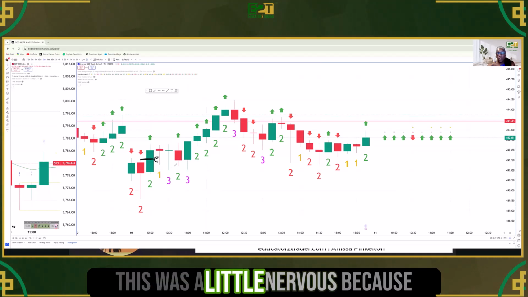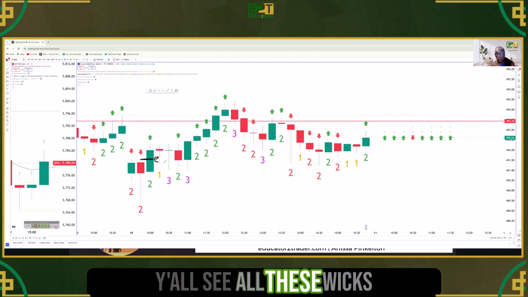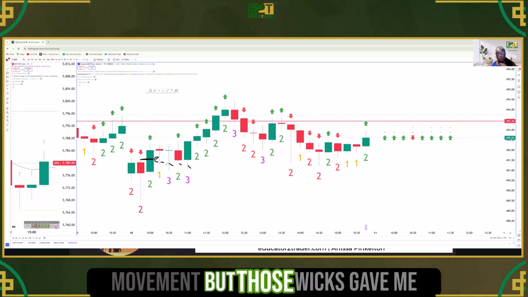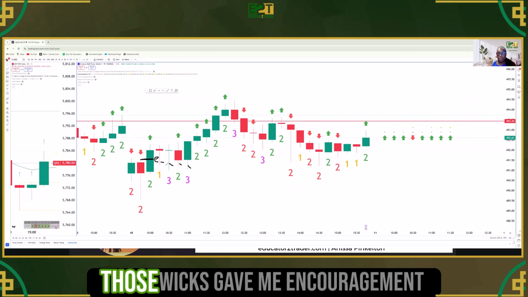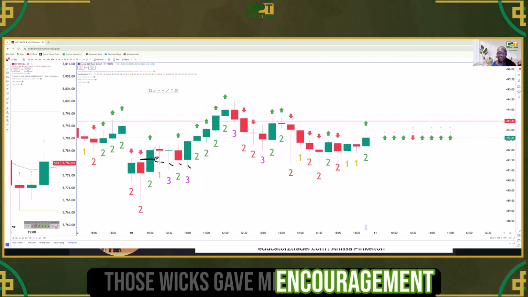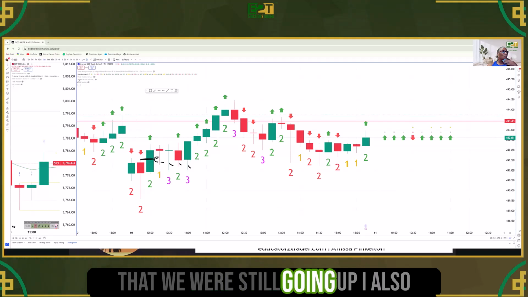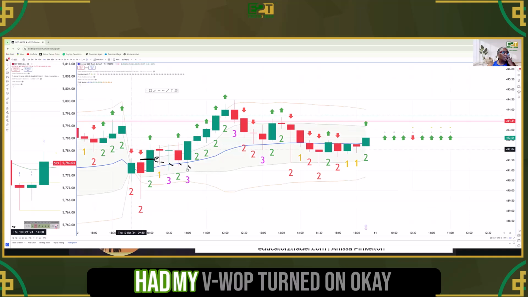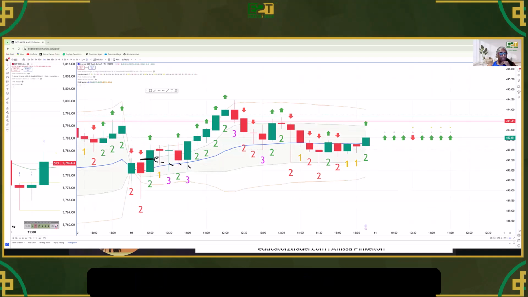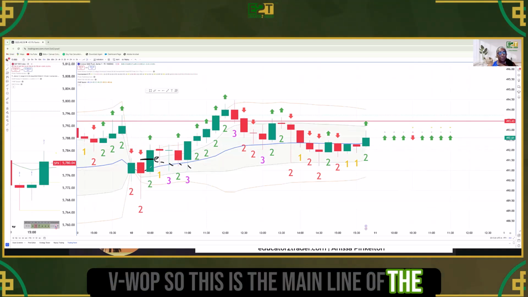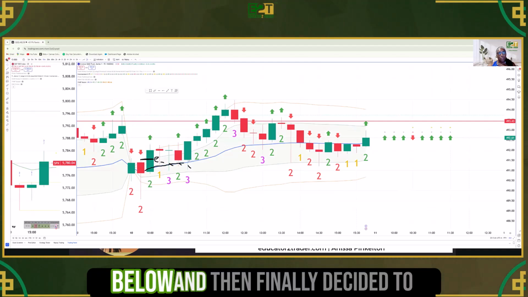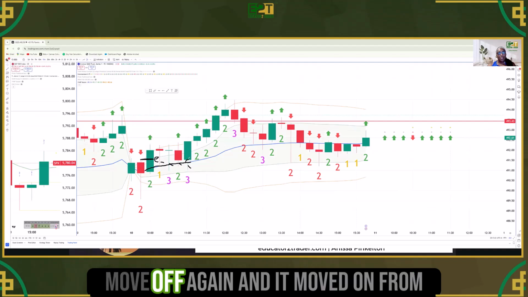Now this was a little nervous because y'all see all these wicks. It did a lot of movement, but those wicks gave me encouragement that we were still going up. I also had my VWAP turned on. So this is the main line of the VWAP. It was riding along, but it couldn't close below. And then finally it decided to move off of here, and it moved on from there.